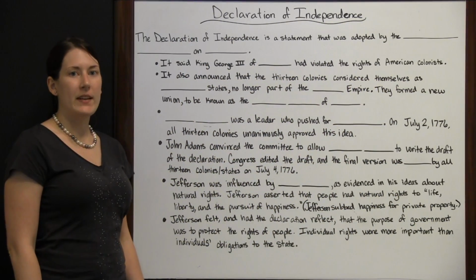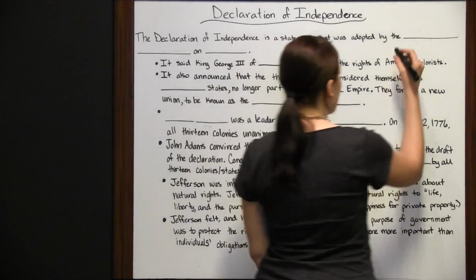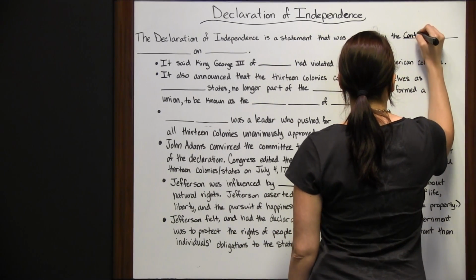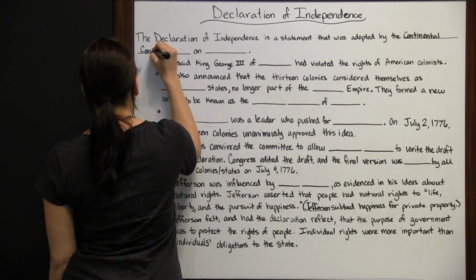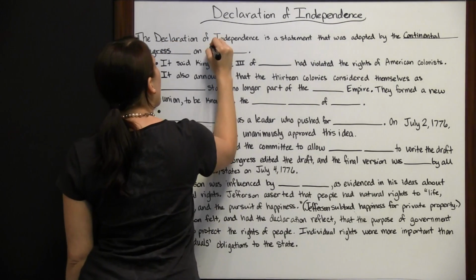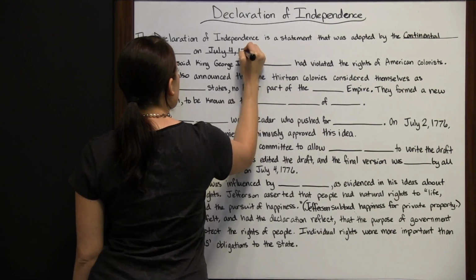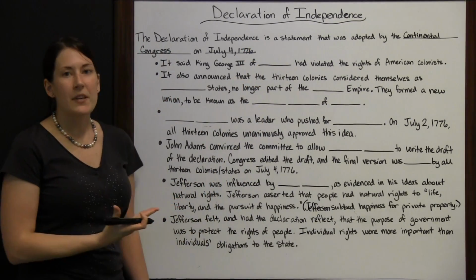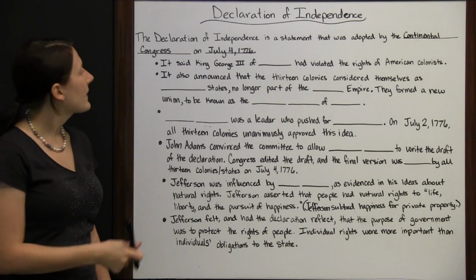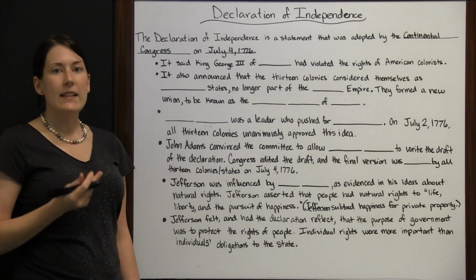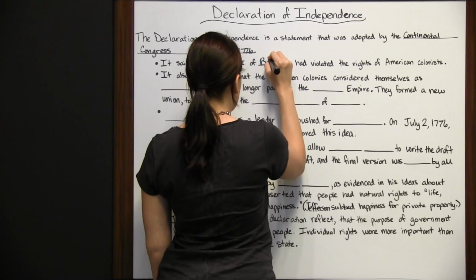The Declaration of Independence. The Declaration of Independence is a statement that was adopted by the Continental Congress on July 4th, 1776. And it was adopted by the 13 American colonies who formed the Continental Congress. Now, the Declaration of Independence said that King George III of Britain had violated the rights of American colonists.